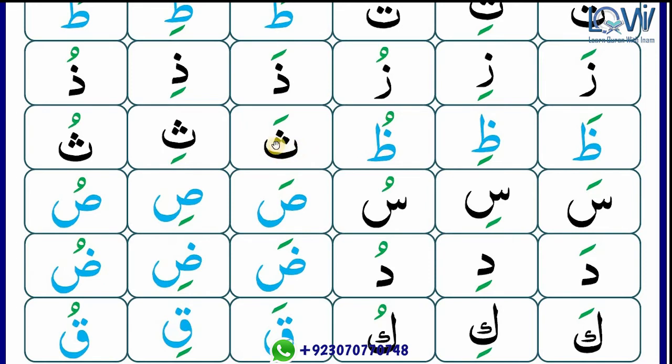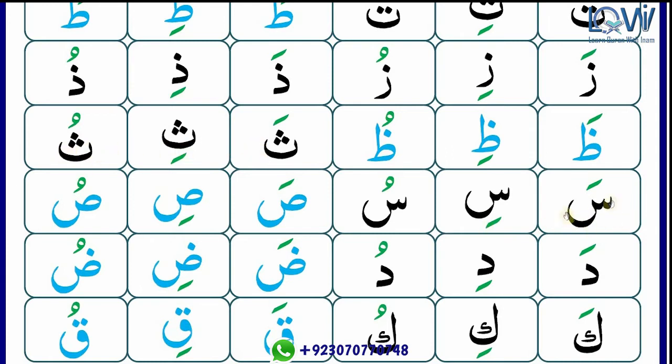Okay, if you read tha with whistle sound, then how will you be able to make a difference between seen and tha? Because seen is read with whistle sound, and if you are reading tha with whistle sound, how will you recognize which letter is being read? That's why tha will be read without whistle sound, seen will be read with whistle sound. Okay, remember this thing, and touch the front side of your tongue with the upper teeth, then whistle will not come. Tha, si, so.